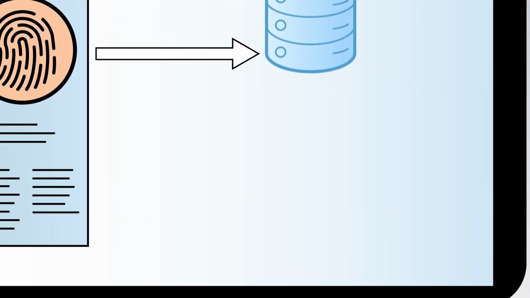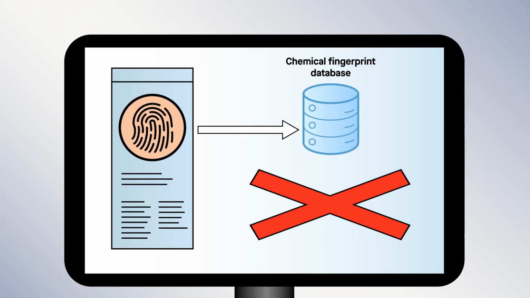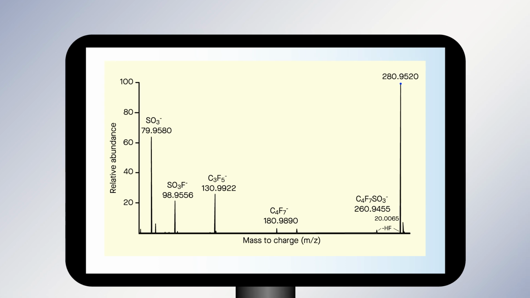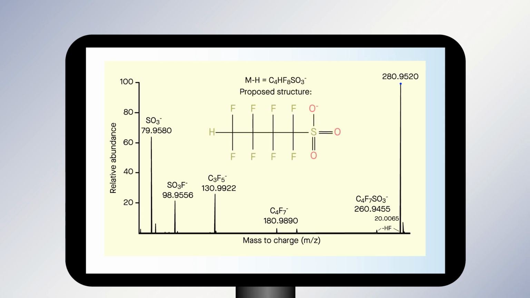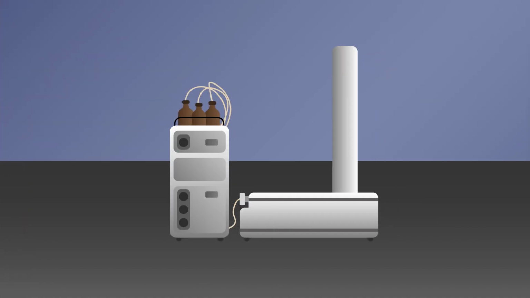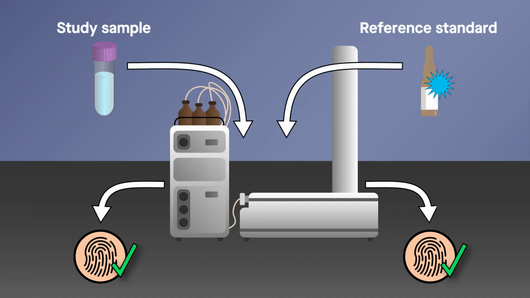If a prioritized fingerprint from an NTA experiment does not match any cataloged fingerprints of known chemicals, researchers can manually inspect the experimental data and use expert judgment to propose a chemical structure. Whether identified through fingerprint matching or expert judgment, each chemical structure can only be confirmed as correct by comparing experimental data from a study sample against that from a reference standard if available.